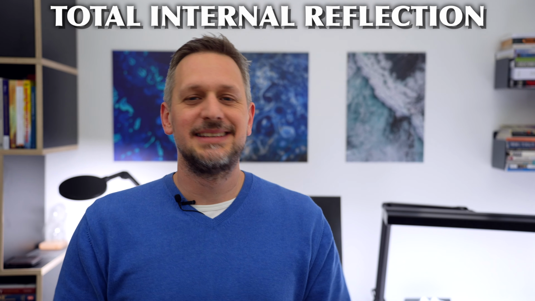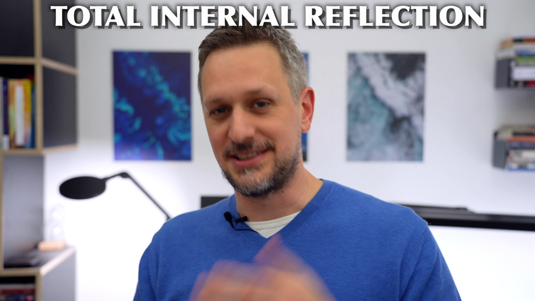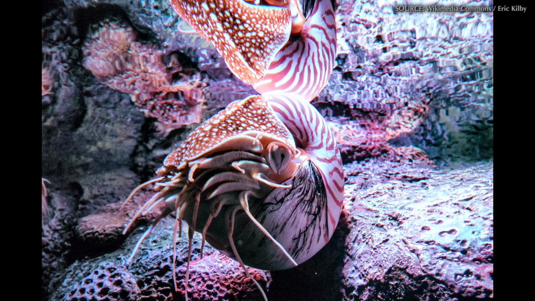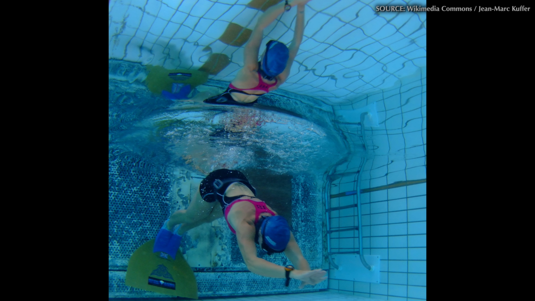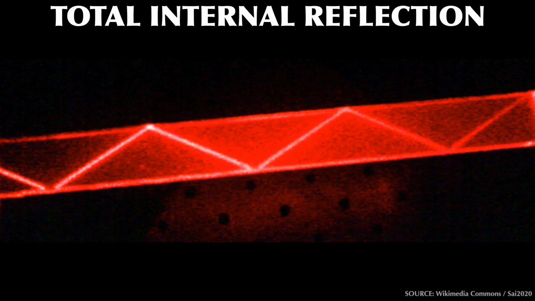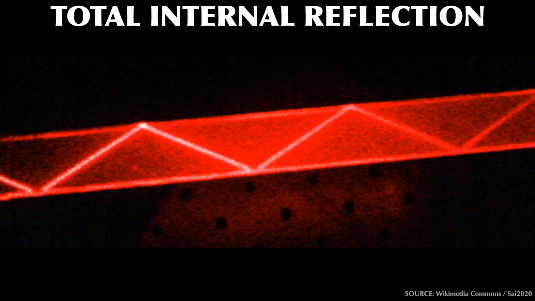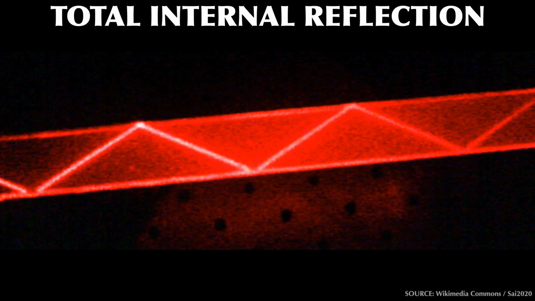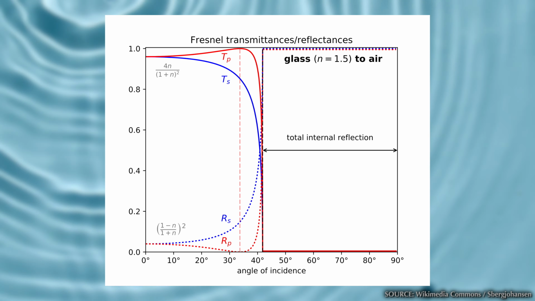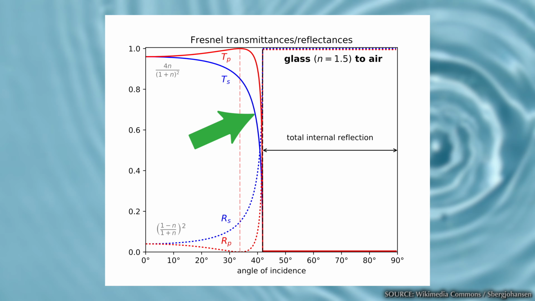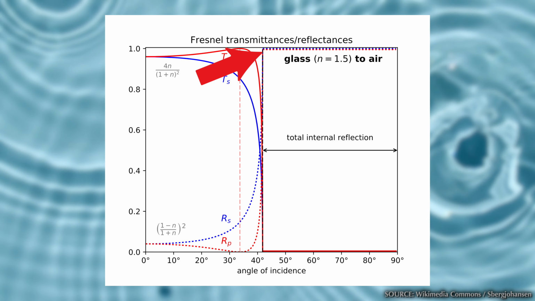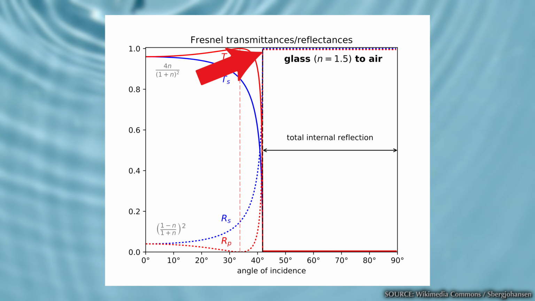This will on the one hand give you pretty awesome pictures like these. But it can also be used for technical applications. For example, the glass fiber cables that carry our internet signals. We can also see the effect in the Fresnel equations. At a certain angle, transmission goes down to 0 and reflection goes up to 1, meaning 100% will be reflected.